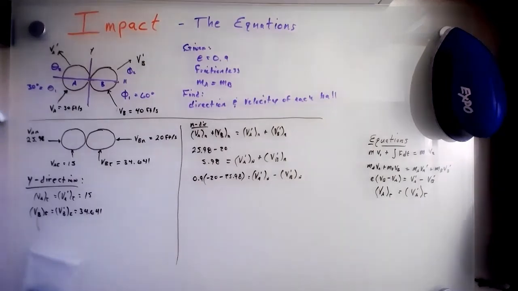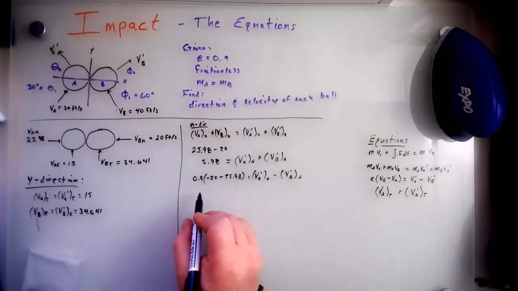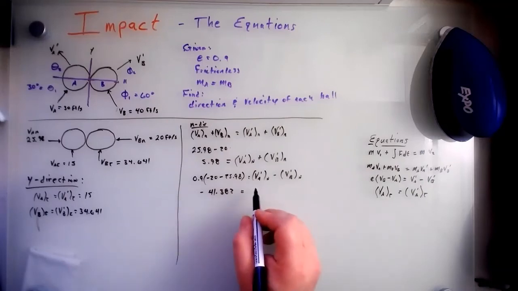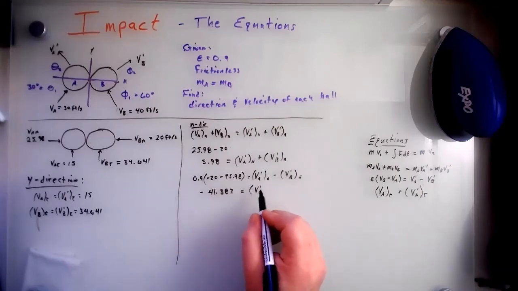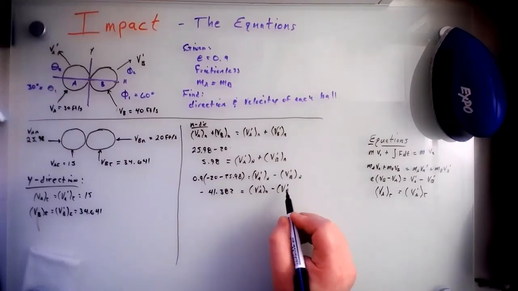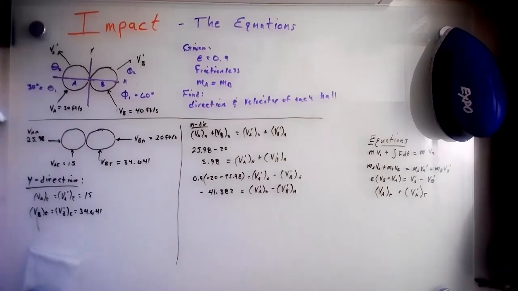So let's see, what do we got? 0.9 times minus 20 minus 25.98. That is minus 41.382, equal to V prime A n minus V prime B n. Okay, so now we have two equations and two unknowns. We have a few choices on how to solve these. We can use matrix math, or we can use a substitution method.